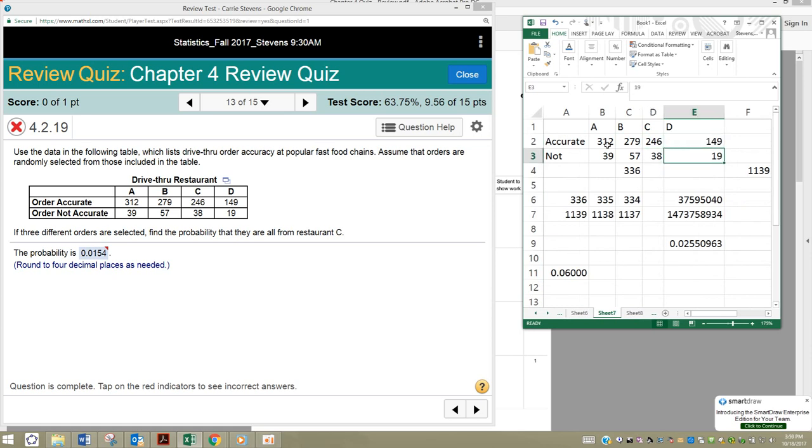So how did I get that wrong? Did I not add up all? See, my grand total was B2 through D through E3. Okay, got that. All the people, I was asked to find the probability they're all from C. And what did I do? Oh, I see what I did. I looked at this C instead of this C. So the answer should have been the 284.